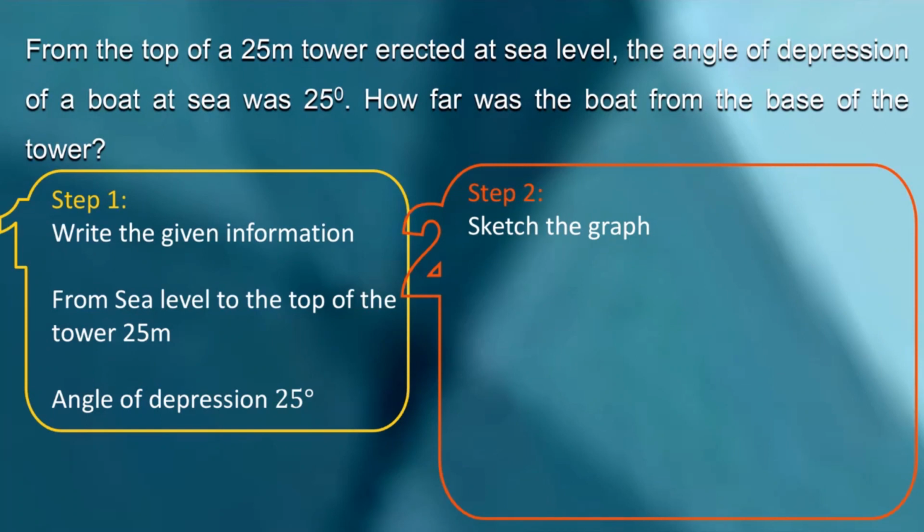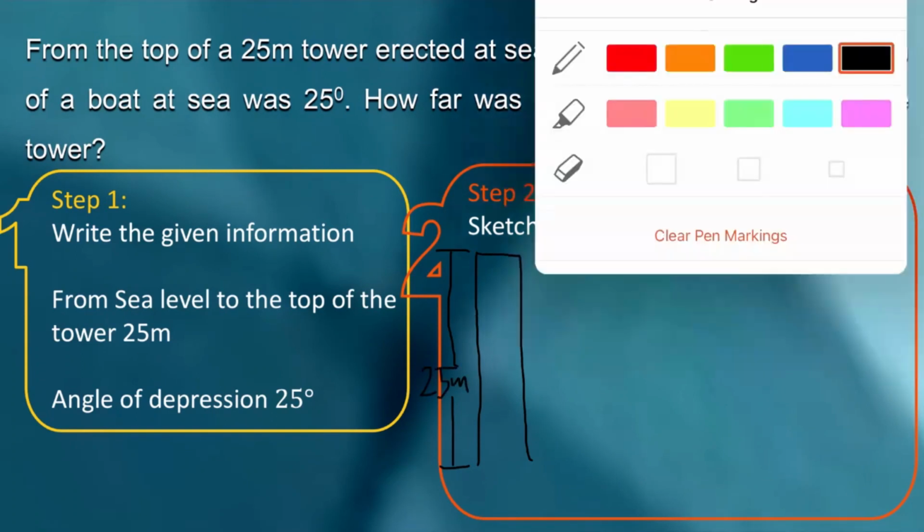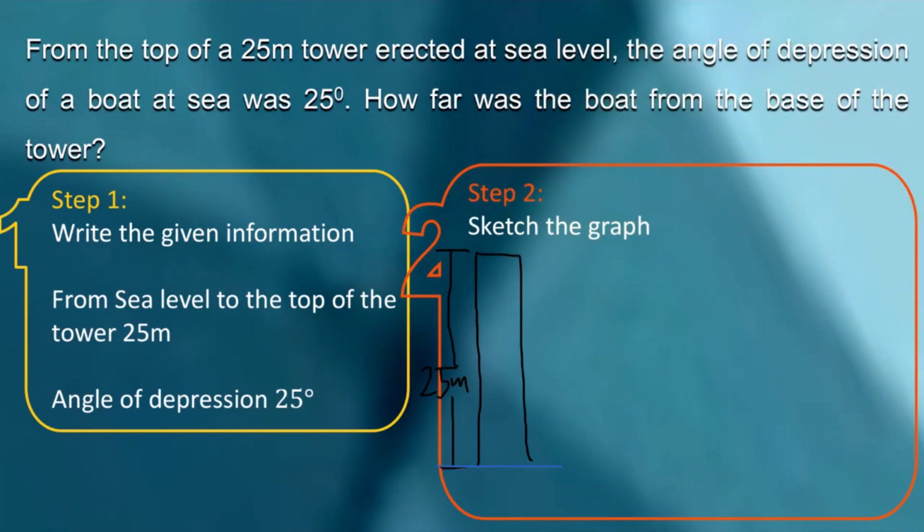Now, pag nag-i-sketch po kayo, okay lang naman na kahit ano lang, simpleng-simple lang po. For example, this is the tower. Huwag na po natin gandahan. This is the tower. And then, yung height daw po ng tower natin is 25 meter from the sea level. That is 25 meter. And then, this is our sea.